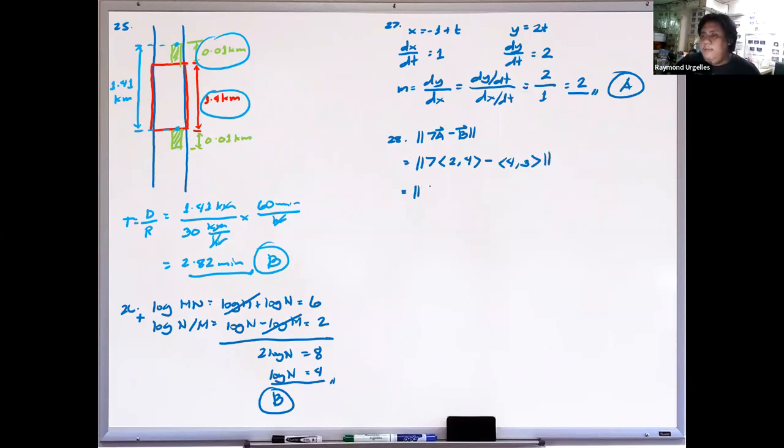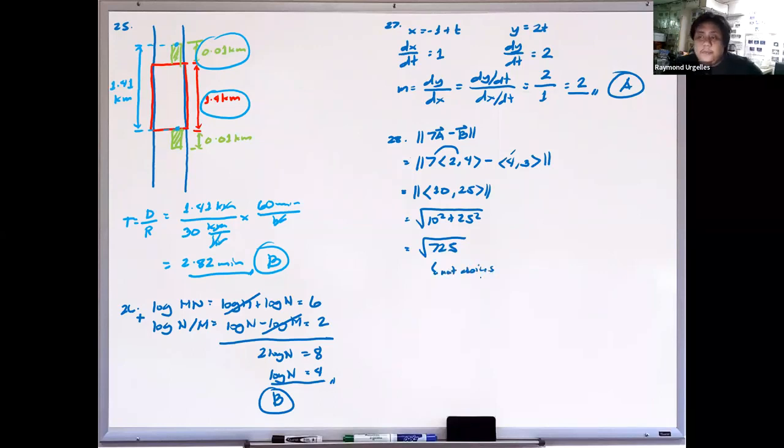Okay. So this will be the magnitude of 7 times 2, that's 14, minus 4 is 10. So then 7 times 4 is 28, minus 3 is 25. Okay. So this will be square root of 10 squared plus 25 squared. So this is square root of 725. Diba? Although, ang problem dito, wala to sa choices. Diba? So wala sa choices.